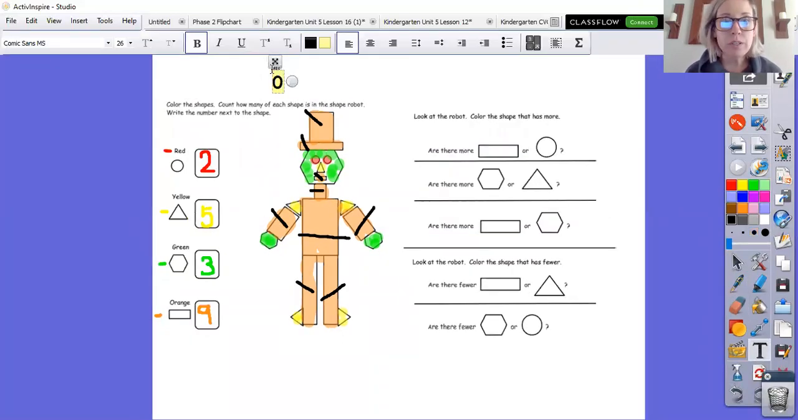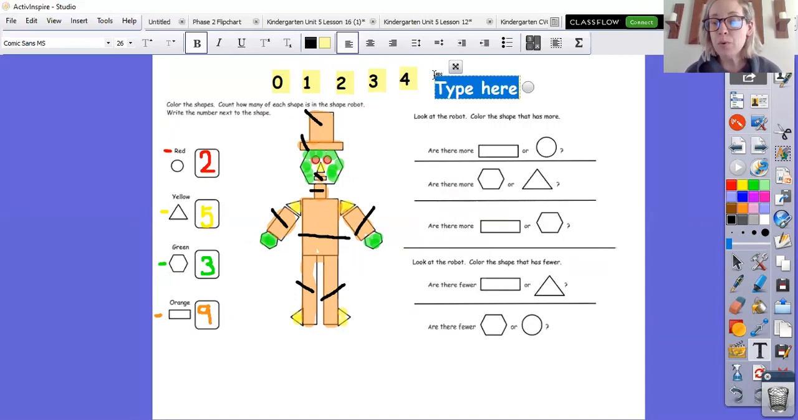All right, so there's 0, then we have 1, then we have 2, 3, 4, comes after 4, 5, 6, 7, 8, 9, and 10. Okay, so there's our number line to help us.